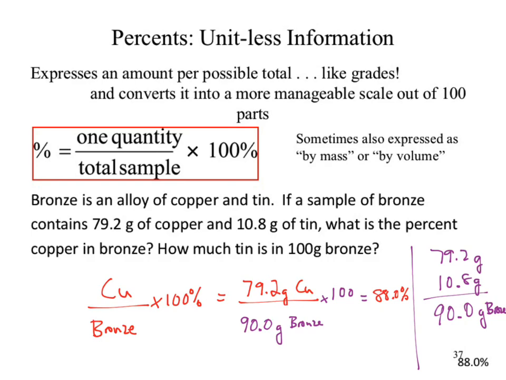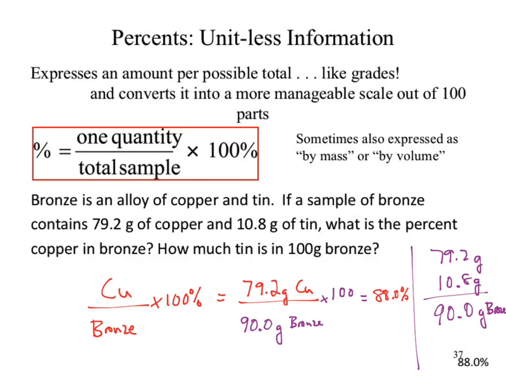Okay. Percent copper. How much tin is in 100 grams of bronze? Okay. I'll let you work on that one. The first thing I'll tell you is it is not 10.8. 10.8 was the amount of tin in 90 grams of bronze. Okay. So I want to know how much tin is in 100 grams of bronze.